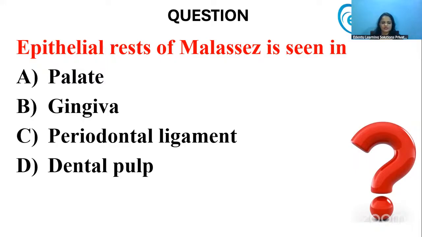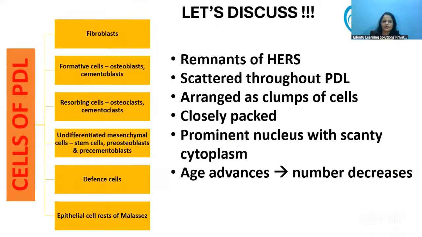So where is it usually seen? Yes, Dr. Abhinaya. Yes, Dr. Denisha. It will usually be seen in the periodontal ligament. The cells of the periodontal ligament can include cells like the fibroblast. Yes, Dr. Amrita, you are right. It is the periodontal ligament from where you can see these epithelial cell rests of Malassez.